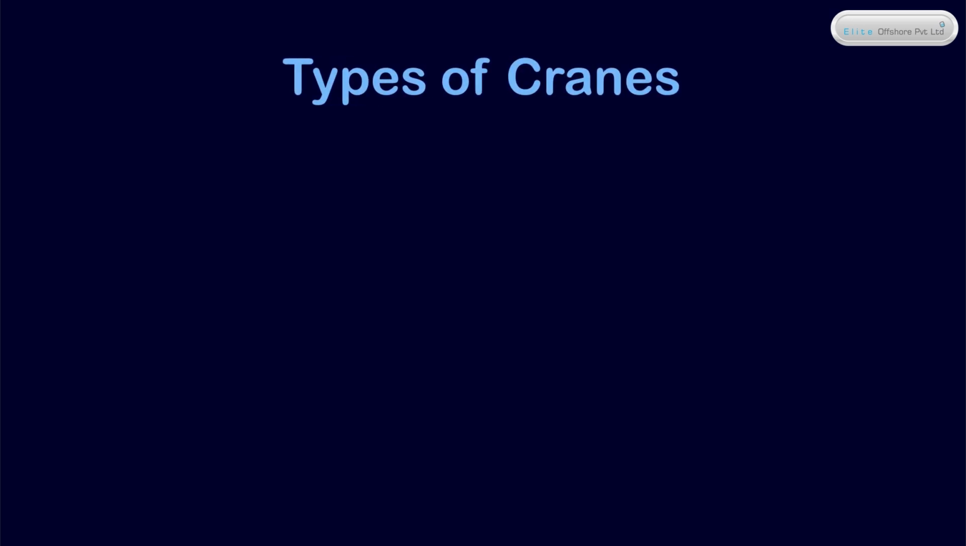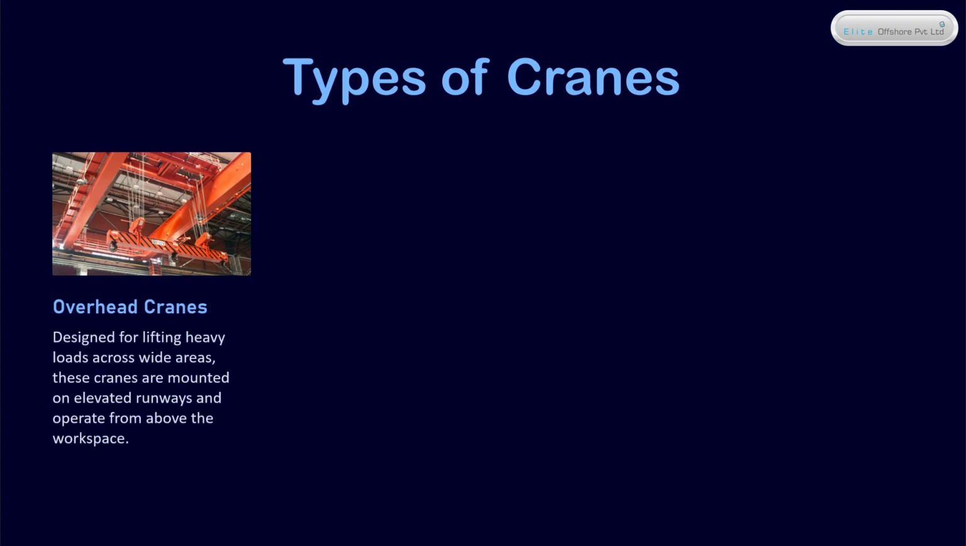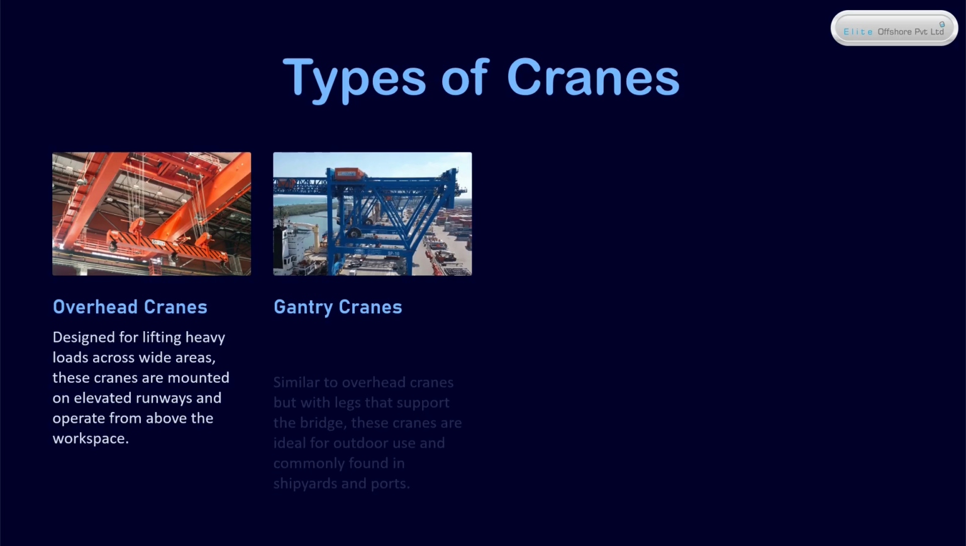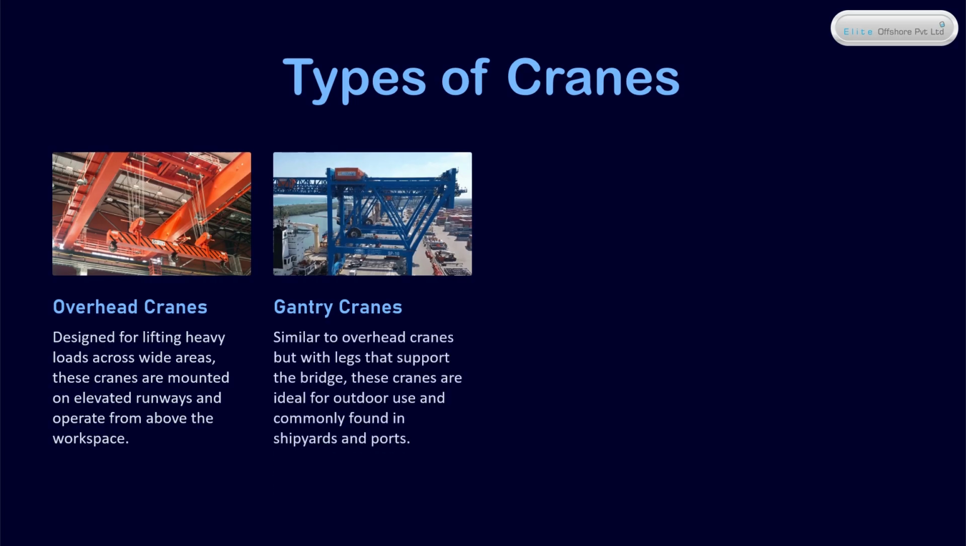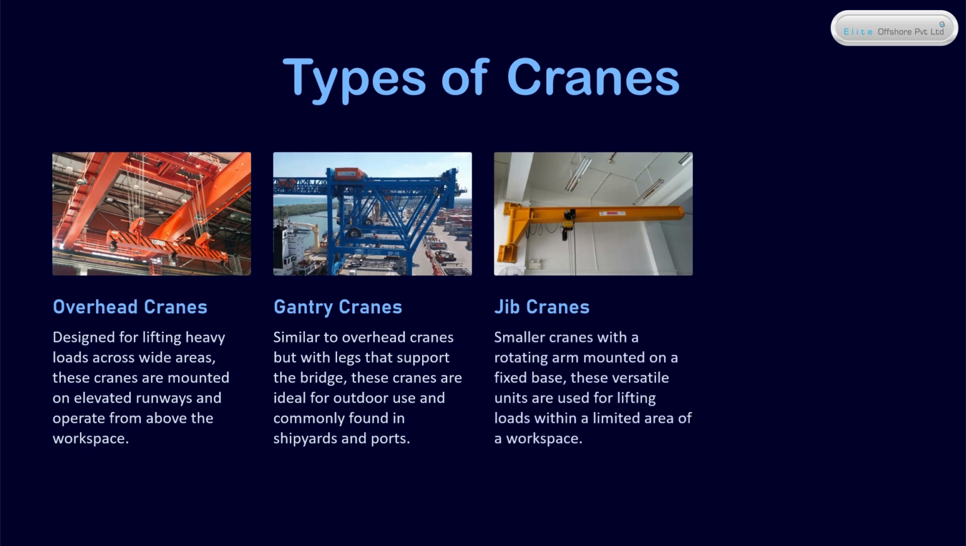Types of cranes. Overhead cranes. Designed for lifting heavy loads across wide areas, these cranes are mounted on elevated runways and operate from above the workspace. Gantry cranes. Similar to overhead cranes but with legs that support the bridge, these cranes are ideal for outdoor use and commonly found in shipyards and ports. Jib cranes. Smaller cranes with a rotating arm mounted on a fixed base, these versatile units are used for lifting loads within a limited area of a workspace.